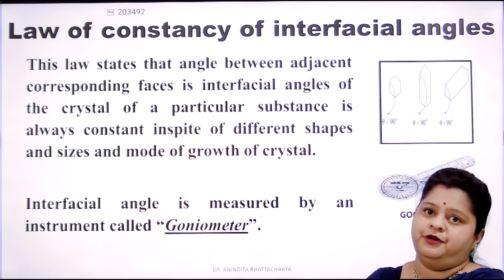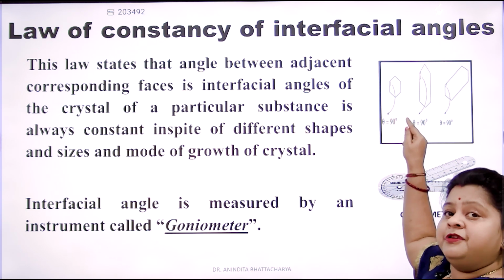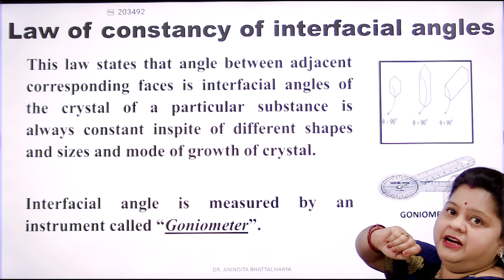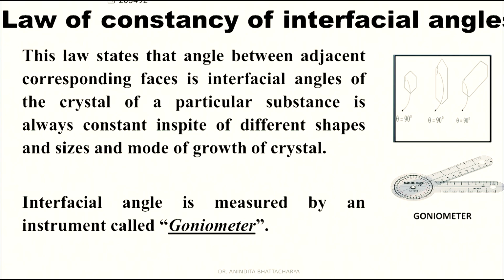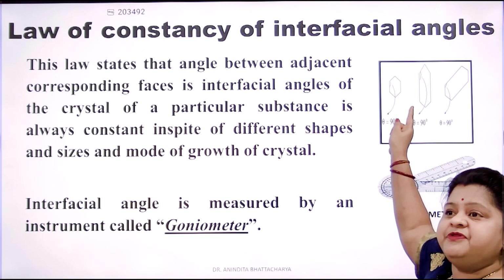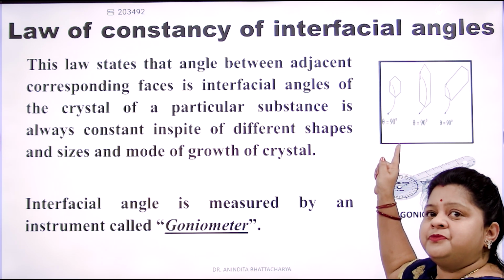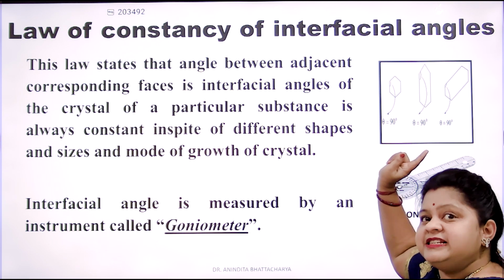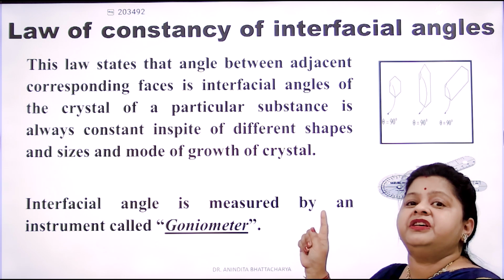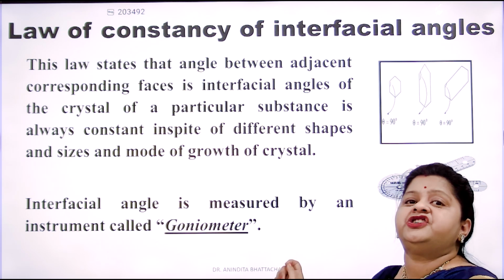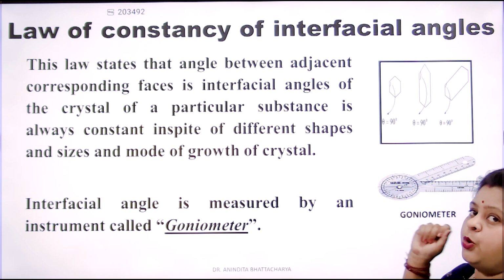of growth of the crystal. For example, here we have three different structures. They have different sizes, but the angle between two adjacent faces, which is denoted by theta, is always 90 degrees. The shapes are different, the sizes are different, the mode of growth is different, but the angle is the same. And the instrument with which we measure this interfacial angle is known as a goniometer, which is shown here.